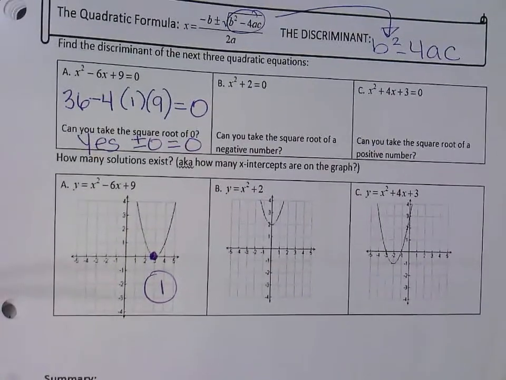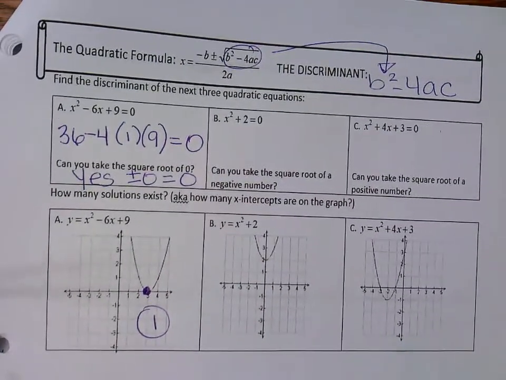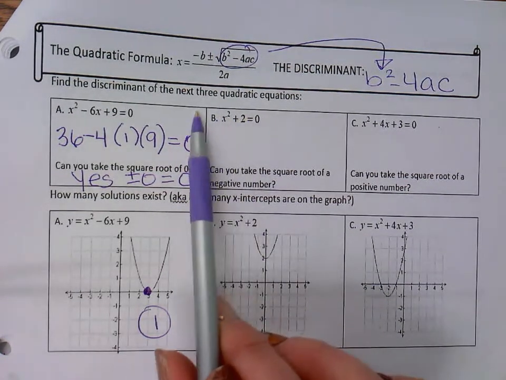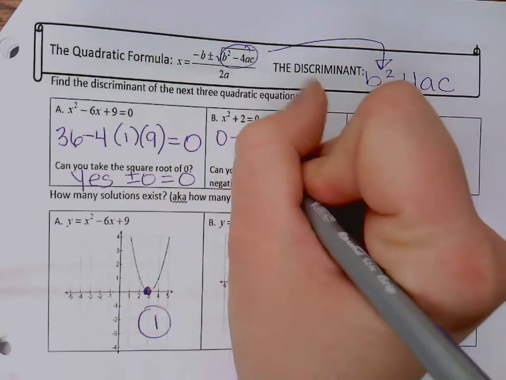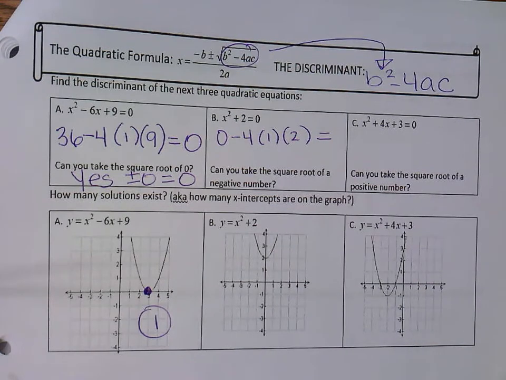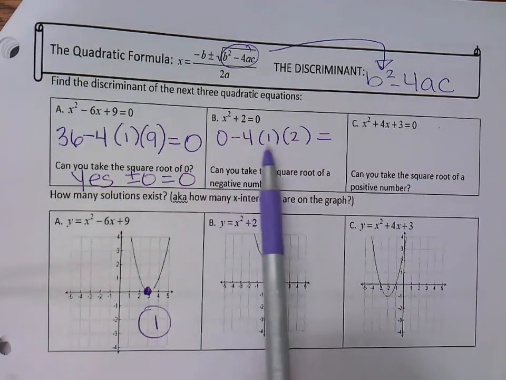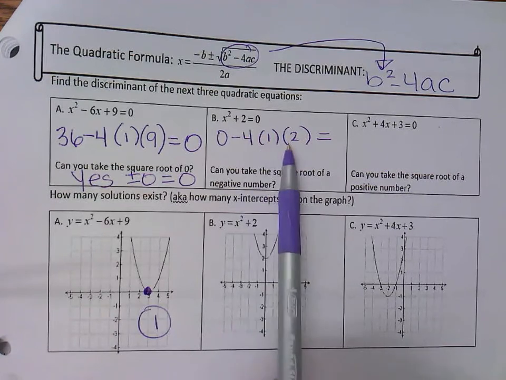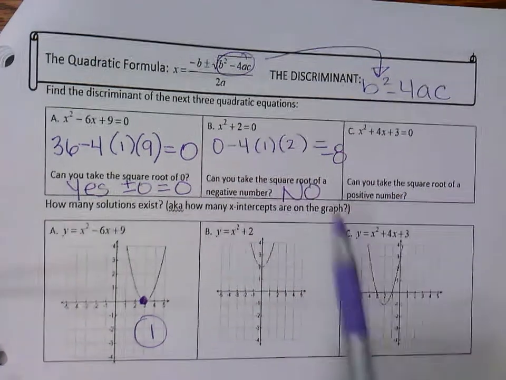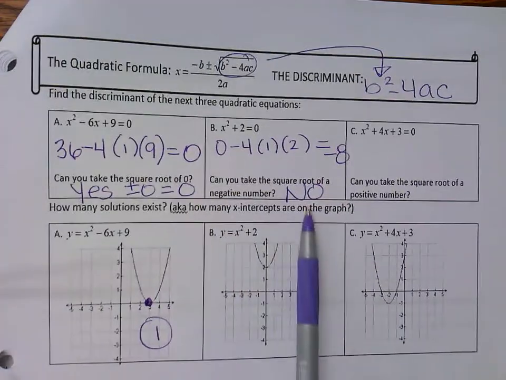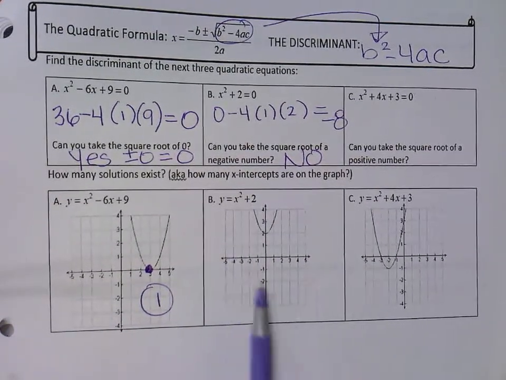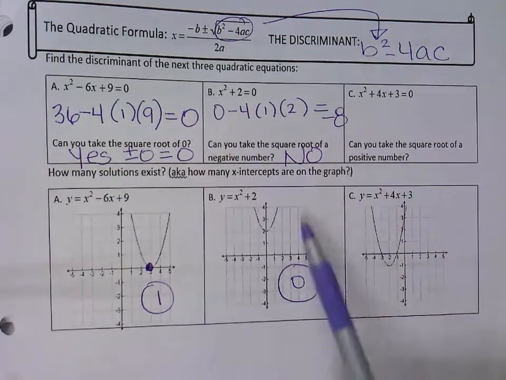All right, on the next one, if you do b squared minus 4ac, b is 0 in this problem. See how there are 0 x's? b squared minus 4 times a times c. What does that one come out to? 0 minus 4 times 1 times 2 is 8. So this comes out to negative 8. Can you take the square root of a negative number? Because this negative 8 would be sitting under the radical. No. So it says how many x-intercepts are on the graph? There are no x-intercepts, right? Because I cannot take the square root of a negative number.